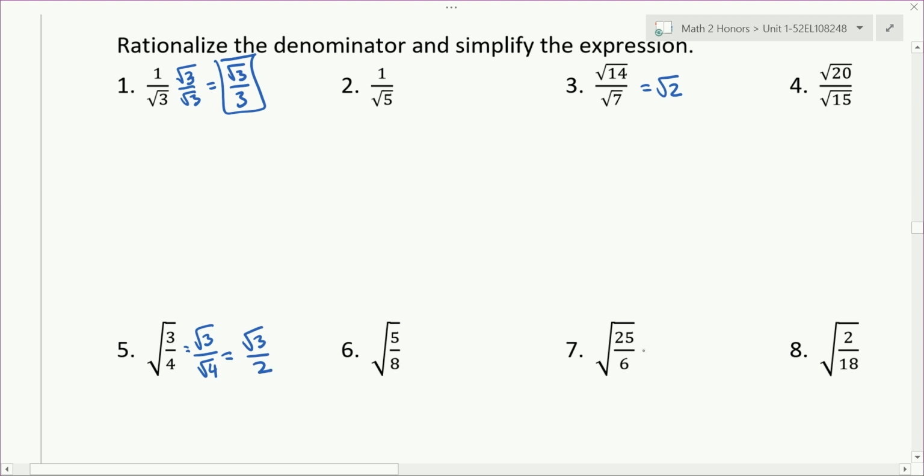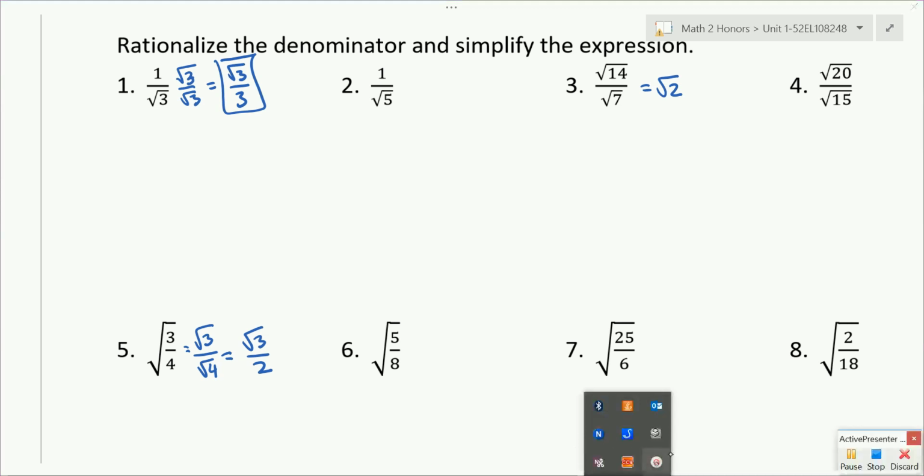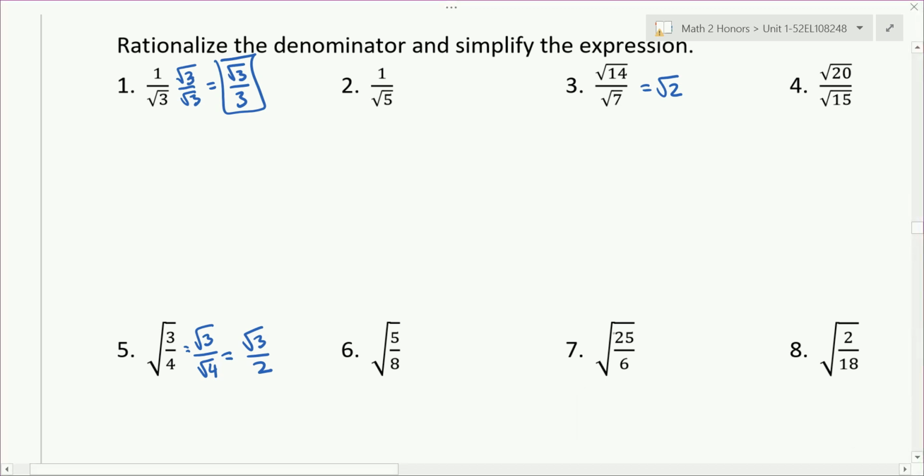Number 7, I will split up root 25 over root 6 and multiply the top and bottom by root 6. And we're going to end up with 5 root 6 over 6. The 5 comes from the square root of 25, and root 6 times root 6, and the denominator becomes square root of 36, which is 6.